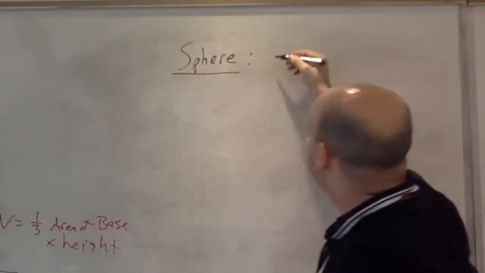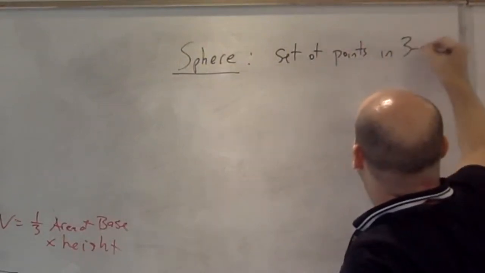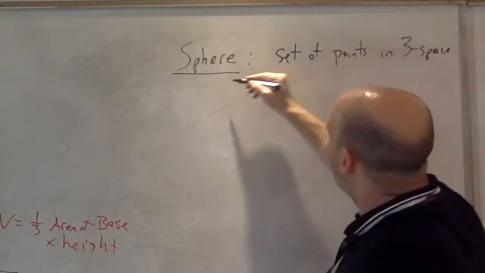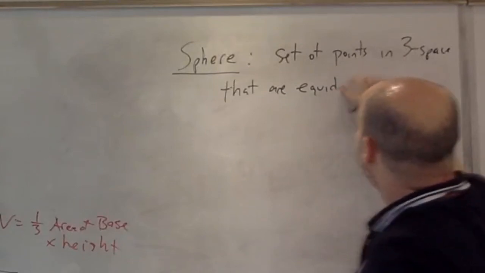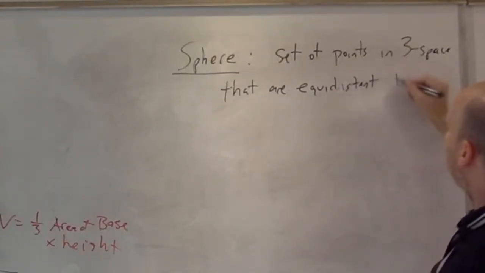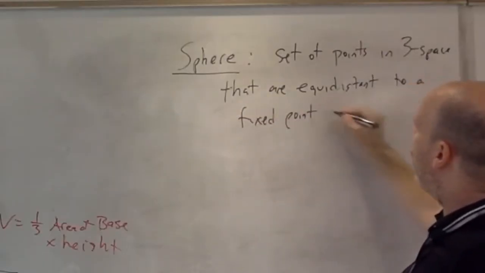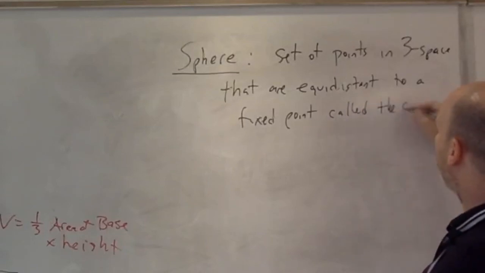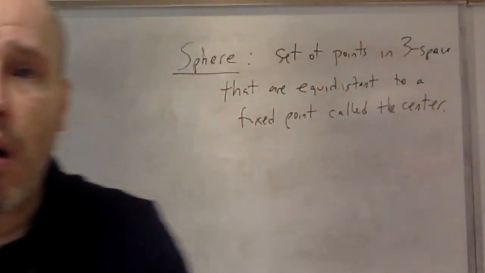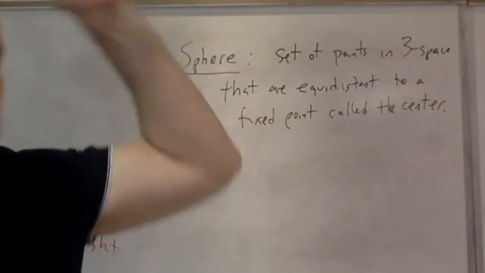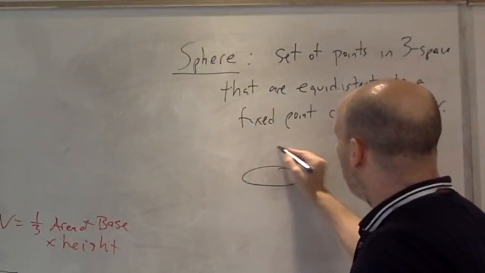What's a sphere? It's a set of points in 3 space that are equidistant to a fixed point called the center. Now, we know a basketball, a soccer ball, a rubber ball that you hit, a handball. This is the idea of a sphere. And so we kind of draw it like this.